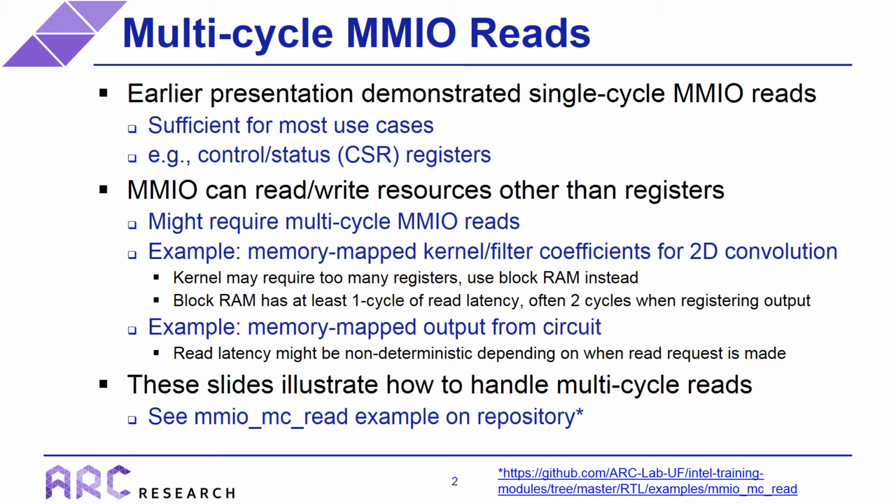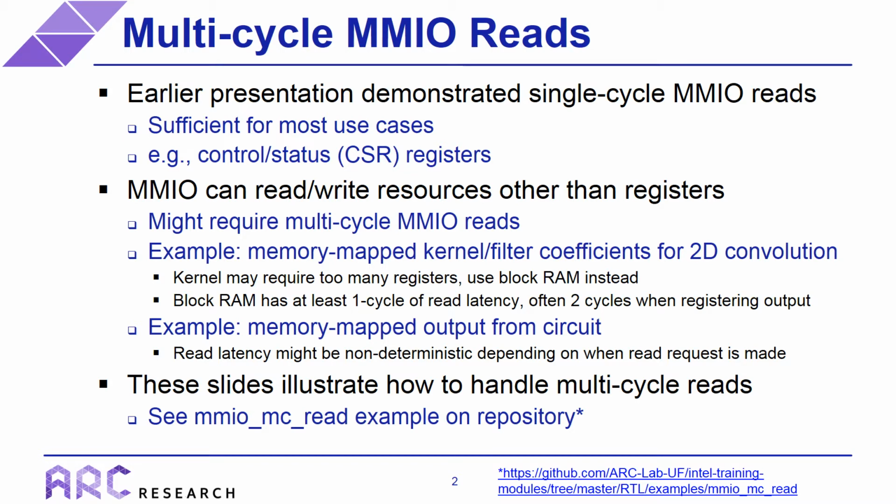Another situation would be you have some circuit, it could be doing anything, and the output of that circuit is memory mapped so that you can read it over MMIO. Now, because that circuit could be in the middle of its execution when that read request occurs, you really don't know when the result's going to be available. So it's almost certainly not going to be available that cycle. It's going to require multiple cycles, and it may be non-deterministic. So there has to be ways of dealing with these situations, and that is what I'm going to show you in this set of slides.